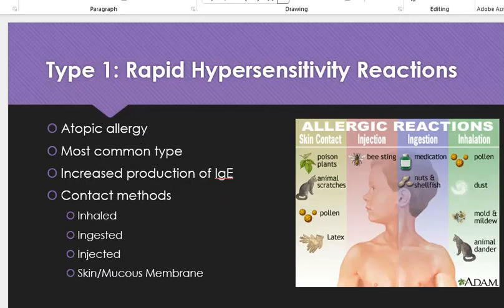So, as we talked about, type 1 is the atopic allergy. It's the most common type, with increased production of IgE. Your contact methods are inhaled, injected, skin, and mucous membrane. Acute inflammation occurs when IgE responds to antigen, which causes histamine and vasoactive amines to be released from basophils, eosinophils, and mast cells.